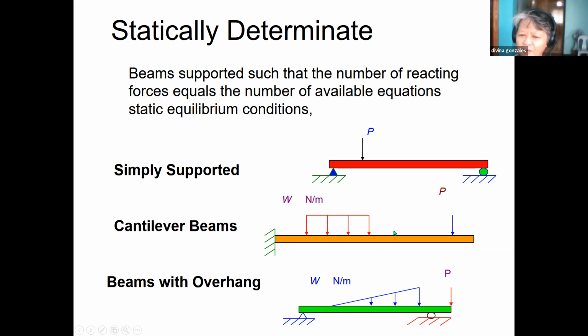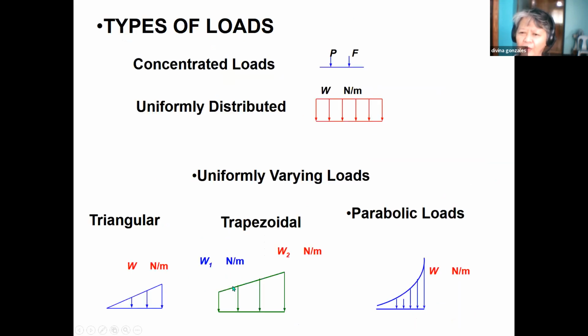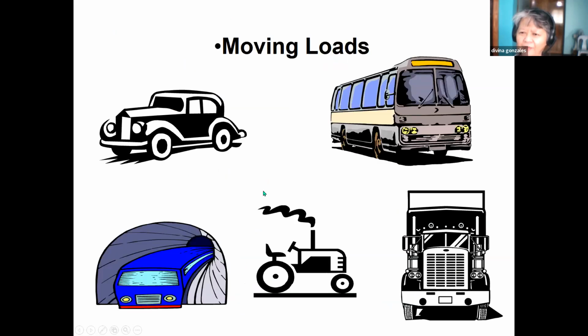Yung continuous beams, yung prop beams, or even the restrained beams. They are statically indeterminate, and you will be discussing them when you go to your theory of structure. So tayo, tatlo lang: simply supported, cantilever, and beams with overhang. Okay, but of course, as I've said, we will try to consider all types of loads. We have the concentrated load, uniformly distributed load, and even uniformly varying loads in the form of triangular, trapezoidal, and nth degree loads. Okay, after this, we will try to discuss moving loads.